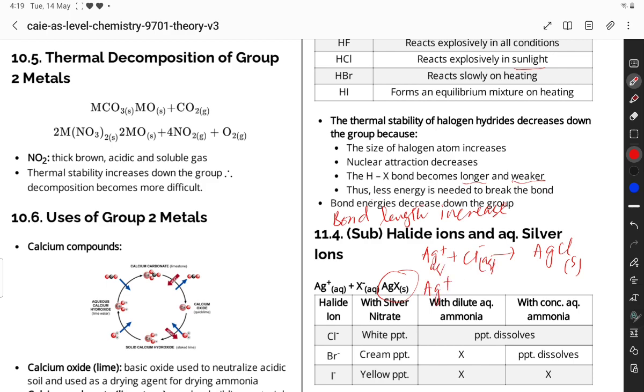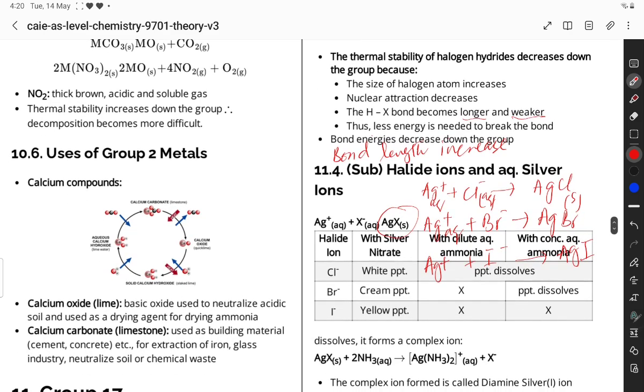Silver nitrate plus bromide ion forms AgBr, solid. This is a creamy white precipitate: silver bromide forms a creamy precipitate, and silver iodide forms a yellow precipitate. With dilute aqueous ammonia, precipitates dissolve. Silver chloride precipitate dissolves in dilute ammonia as well as in concentrated ammonia.